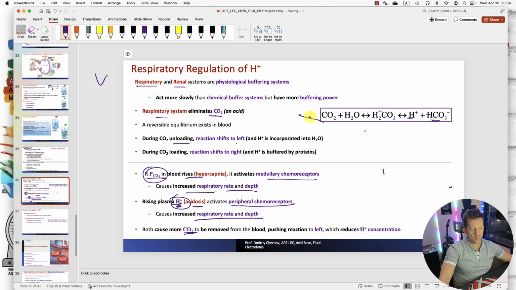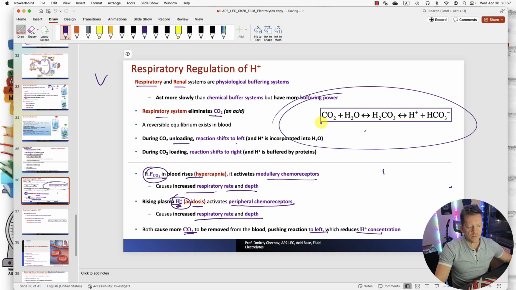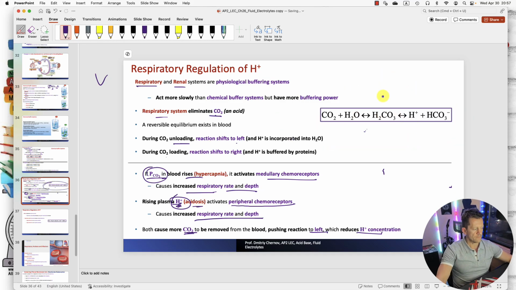Because either you remove carbon dioxide this way, or you remove carbon dioxide by bonding hydrogens with bicarbonate, becoming carbonic acid, and then releasing hydrogen and carbon dioxide, shifting to the left. I'm constantly repeating the same concepts over and over again. So that reaction is pushed to the left, which reduces hydrogen concentration. So that's how the system is very versatile.